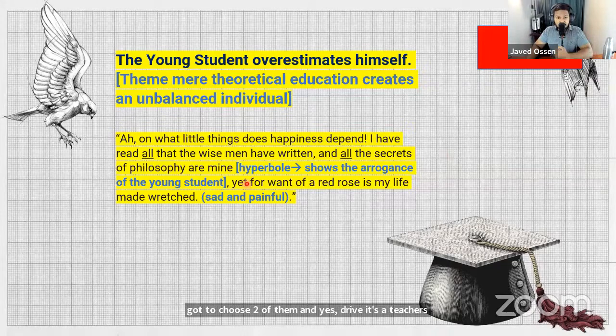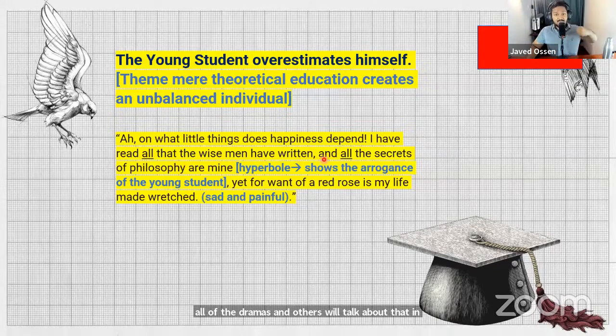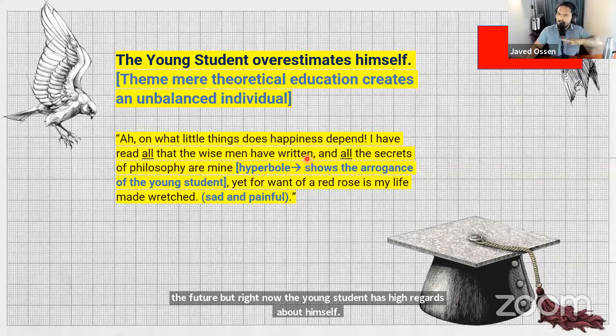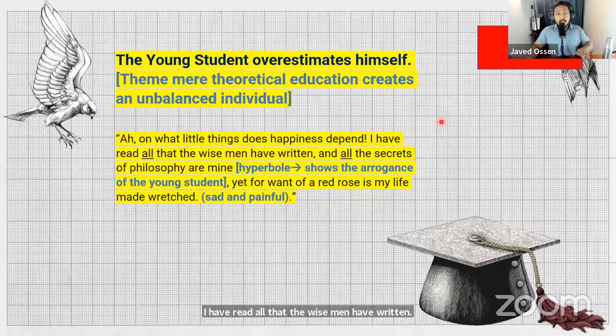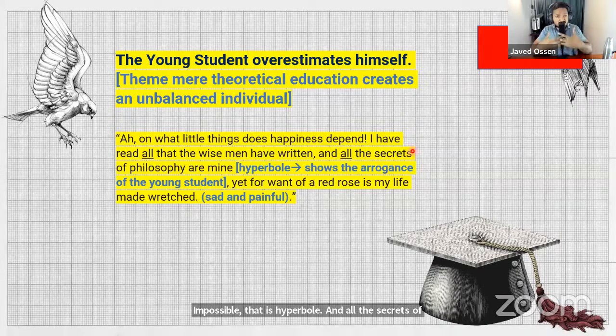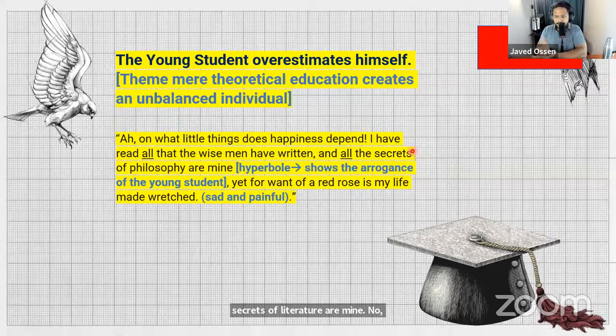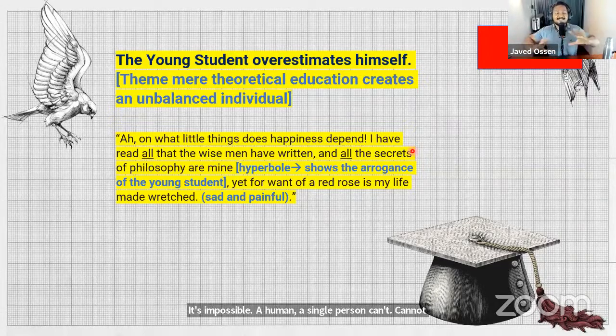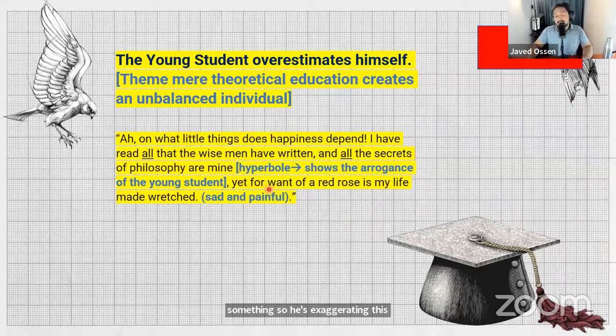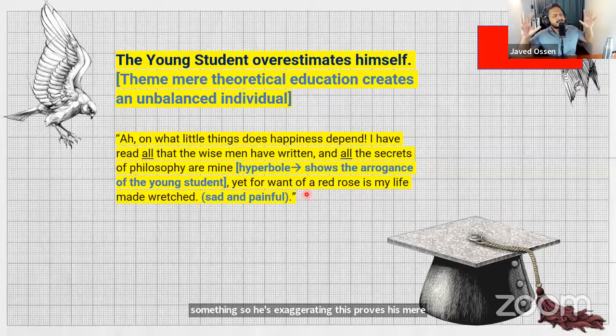But right now, the young student has high regards about himself. I have read all that the wise men have written. Impossible. That is hyperbole. And all the secrets of philosophy are mine. And can I say that all the secrets of education, all the secrets of literature are mine? No, right? It's impossible. A single person cannot learn everything about something. So he's exaggerating. This proves his mere theoretical education. Yet, for want of a red rose is my life made wretched.